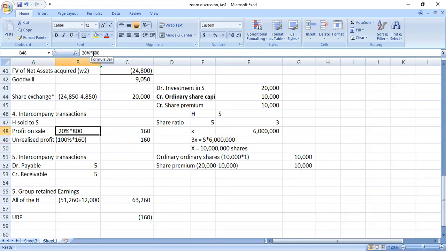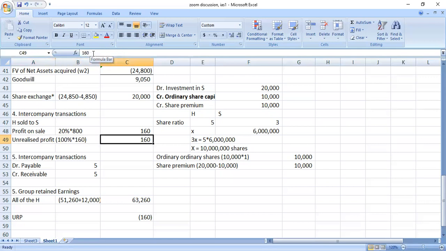What happened in this question is the profit is 160 on the entire sale. However, we're only interested in what is still remaining in the group. So what is remaining in the group? They say that the one who bought did not sell anything out there. So the entire stock is still remaining, hence 100%, and hence the entire profit is still unrealized.